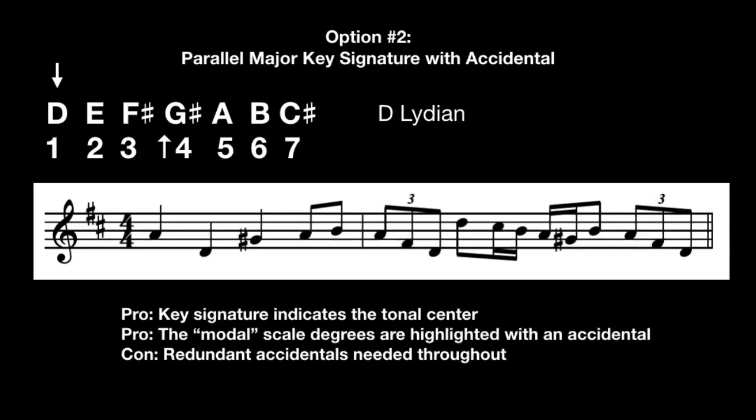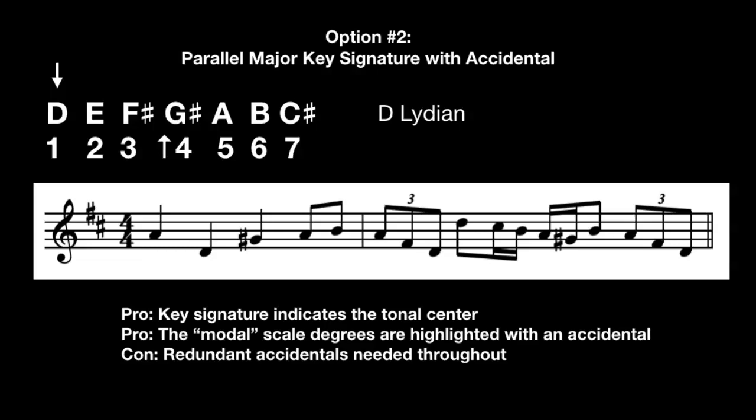This uses a key signature of 2 sharps, but this also requires that G sharp is consistently used as an accidental. We could refer to this as using the parallel major key signature. This is D Lydian mode, but we're going to use the parallel D major key signature. The advantage to this method is that the key signature indicates, most likely, the true tonal center, which is indeed D.